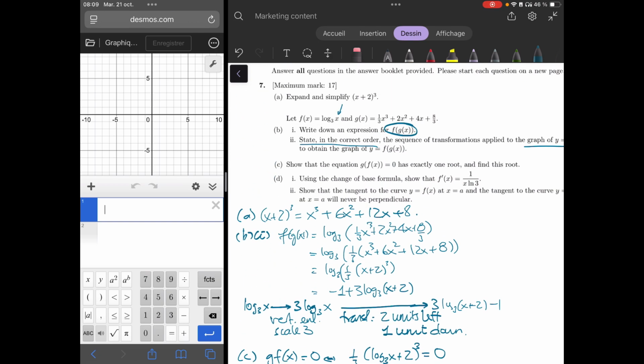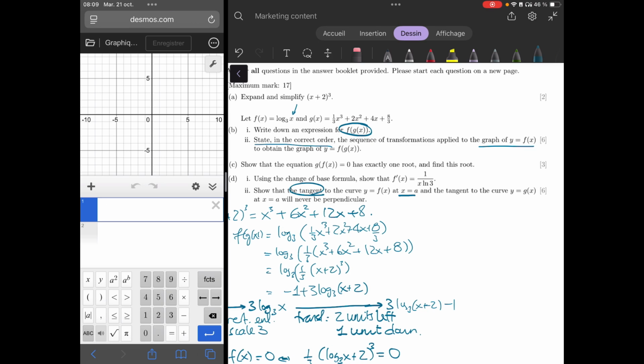Part 2. Show the tangent to the curve y equals f of x at x equals a, and the tangent to y equals g of x at x equals a would never be perpendicular. So, let's break down this question. When would the two tangents be perpendicular? When the gradient of the curve f of x at a times the gradient of the curve g of x at a is equal to -1.